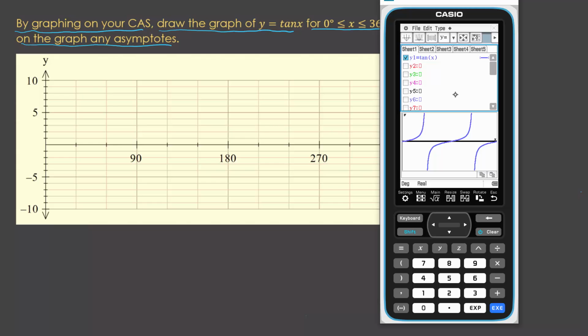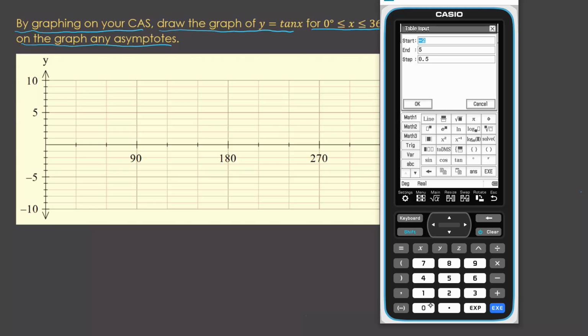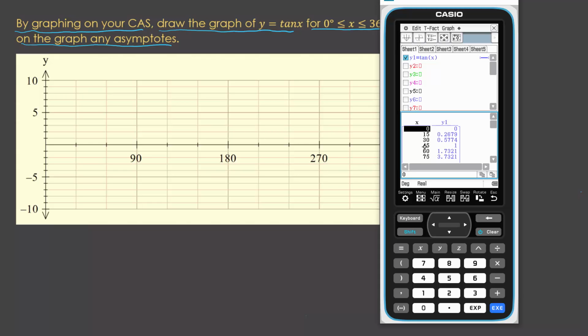So what I'm going to do is tap back in the top window, and if I tap here, instead of a graph, I get a table of values. And if I use this XY button, I'm going to go 0 to 360, and I'm going to do it at 15-degree intervals. So the tan of 0 is 0, and so I can plot that just here. Now the next one I want to look at is the tan of 45, which is 1.